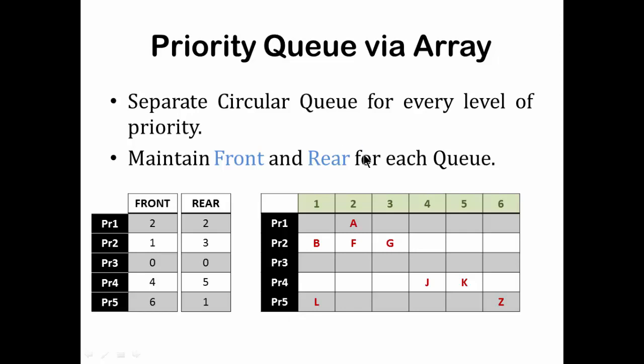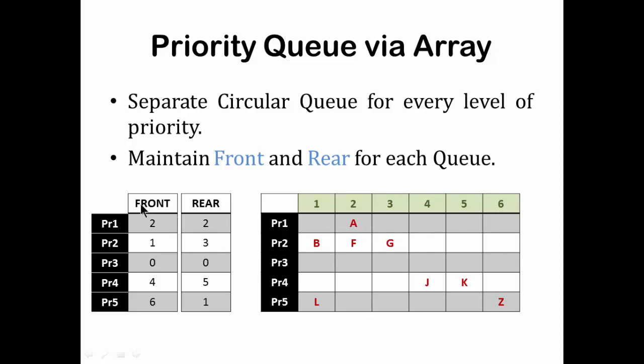And whenever an element is being inserted, with the element you need to know the priority of that element as well. So if I say that okay, I want to enter G and G has got the second priority, then you go to row number 2 and insert the value of G. Now the insertions would be managed by the rear value, and the dequeue operation or deletion would be managed by the front value. So you need to keep track of the front and the rear values for each queue.